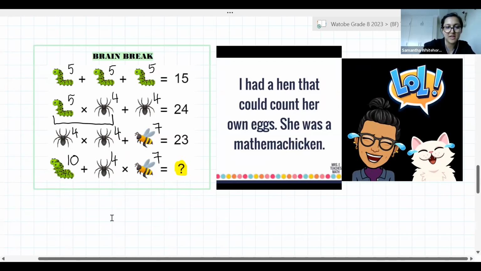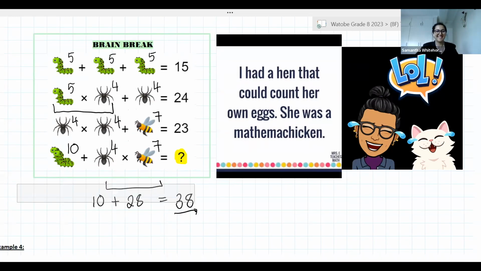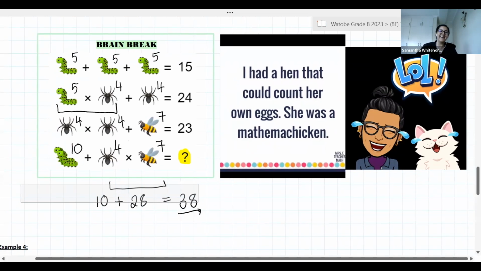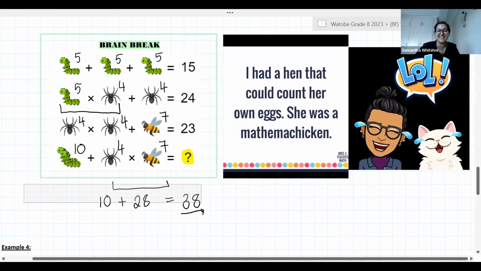Excellent. So beautifully explained, Orlando. Well done. Thank you for letting me know that that's not a worm, it's a caterpillar. I was like, what? I've been calling it a worm the whole time, and then Orlando says, ma'am, the caterpillar is 5, and I'm like, okay, Orlando, I learned something, caterpillar. Well done, guys. Well done, my people.